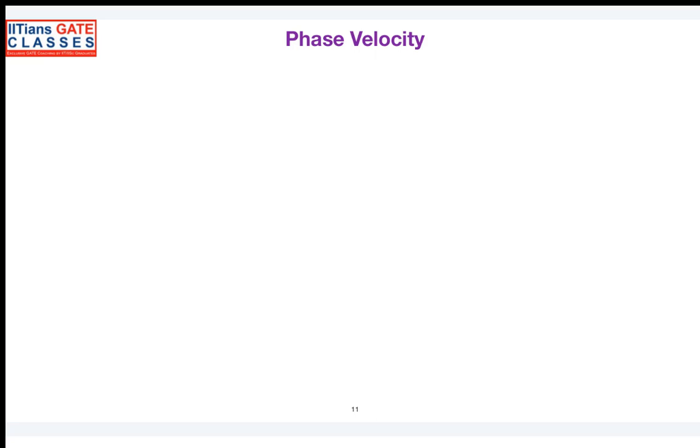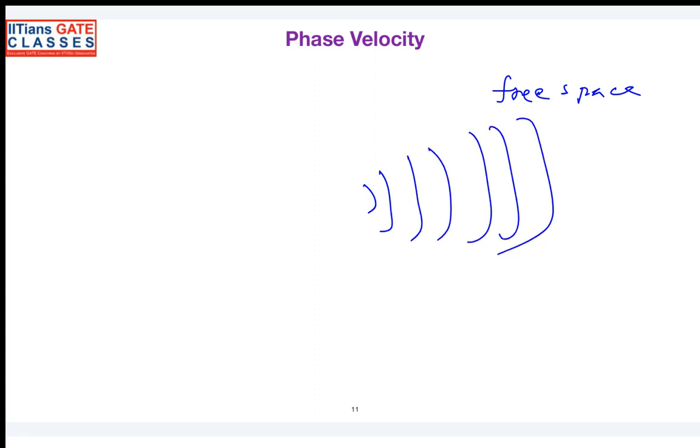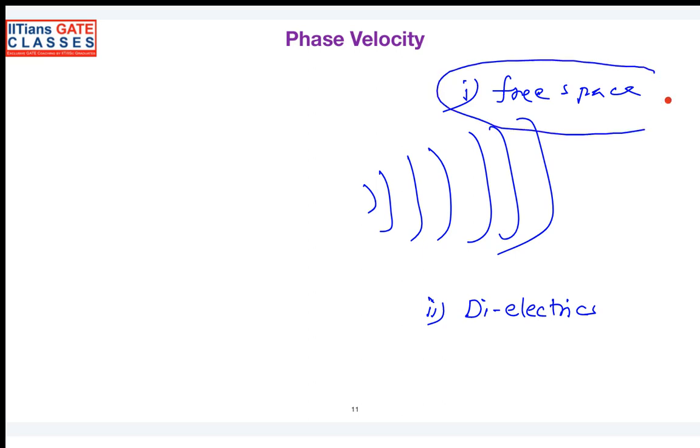Fine. Now the next thing is, suppose we have a medium, let us say it is free space only, and the wave is propagating something like this. The first question here is, if you transmit any electromagnetic wave in free space first, and suppose you transmit the same electromagnetic wave in a dielectric, what do you think about the velocity? Do you think the velocity in free space is the same as the velocity in the dielectric? Will it be the same or different?